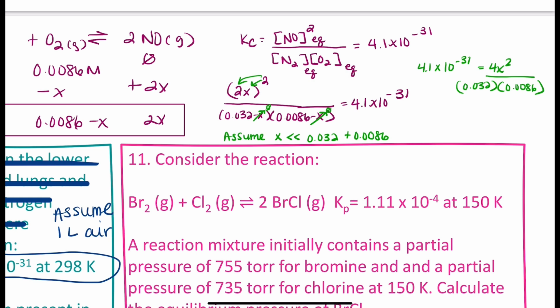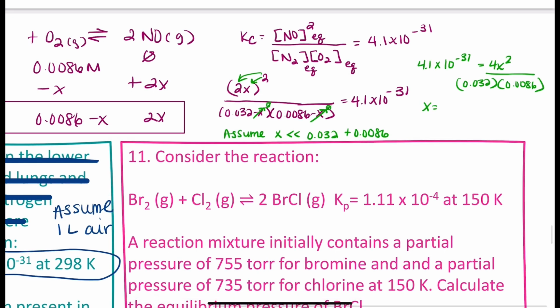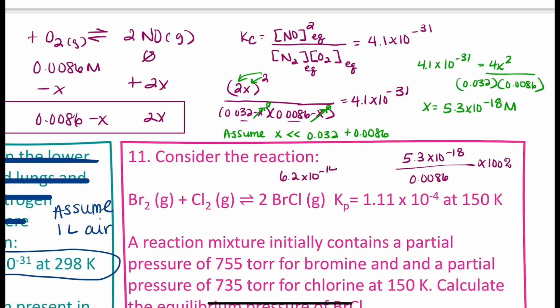And I'm going to solve for x. When I solve for x here, I get a value of 5.3 times 10 to the negative 18 molar. I could go ahead and check that 5% rule, but I can guarantee you x is very, very small compared to those numbers. If you are unsure, the way to check it would be to take that 5.3 times 10 to the negative 18, divide it by the smaller of the two numbers that you've ignored it from, because if it's good for the smaller number, it's valid for the bigger number as well. Divide it by 0.0086 times 100%. That gives me a value of 6.2 times 10 to the negative 14.